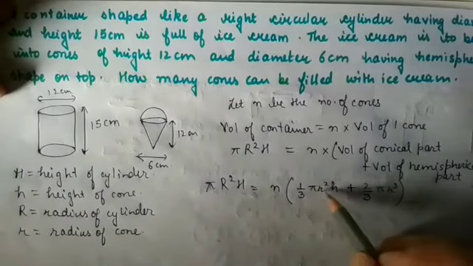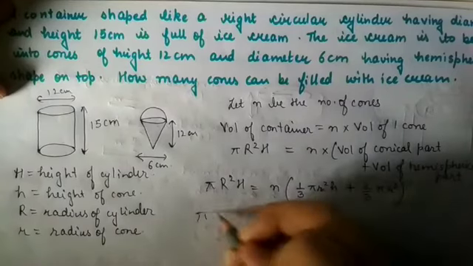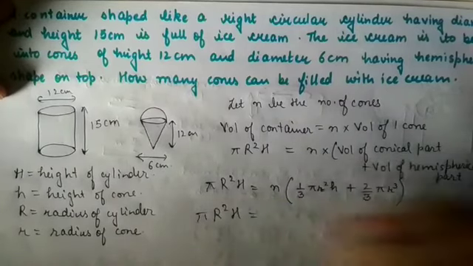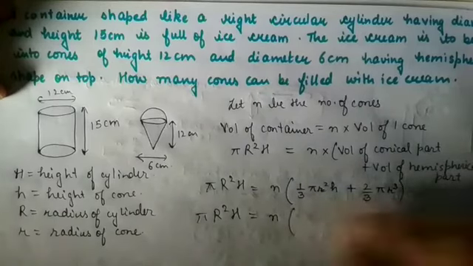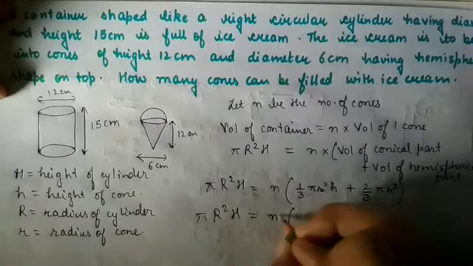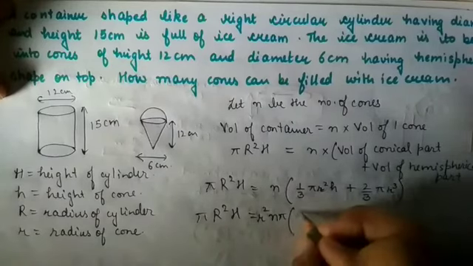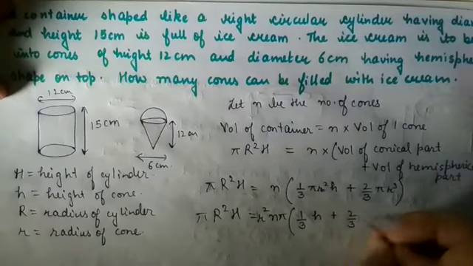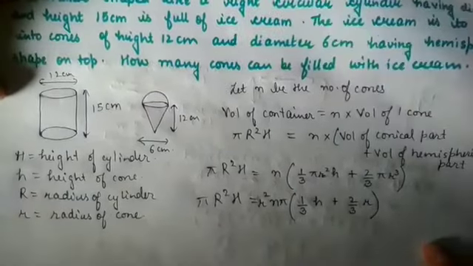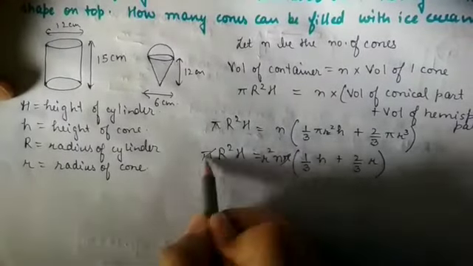So we will use same r. So now pi r square h is equal to n, you can take pi r square also common, so pi r square common. Now in the bracket you are left with 1 by 3 h plus 2 by 3 r. Now you put the values of r, h, and here you can cancel pi.